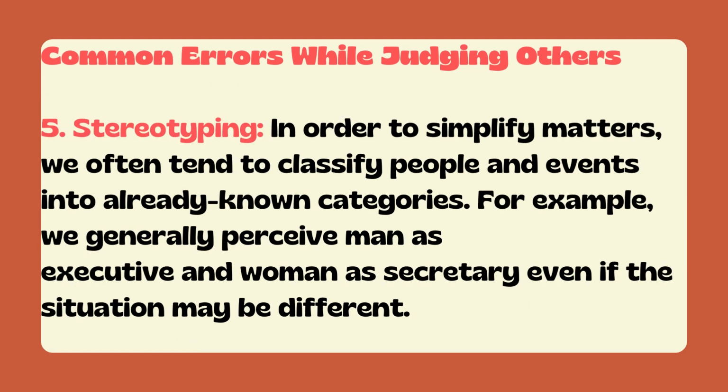Lastly, stereotyping. In order to simplify matters, we often tend to classify people and events into already known categories. For example, we generally perceive men as executives and women as secretaries, even if the situation may be different. So, for example, I am nearsighted. People perceive me as cranky, but in reality, I just don't see them clearly unless they are near me.